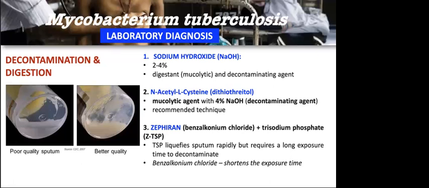Or you can use the N-acetyl L-cysteine or the dithiothreitol. So this would also include the use of 4% sodium hydroxide. So you'll have to add sodium hydroxide to NALC or dithiothreitol. Zephiran, which is composed of benzalkonium chloride, can work with trisodium phosphate. So we call that ZTSP. So benzalkonium chloride will shorten exposure time.